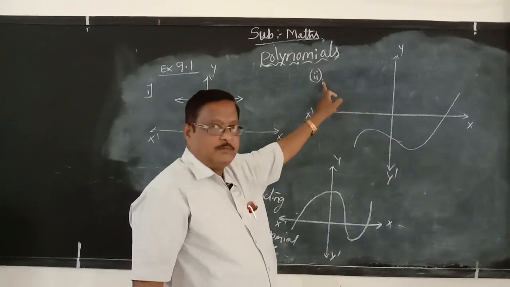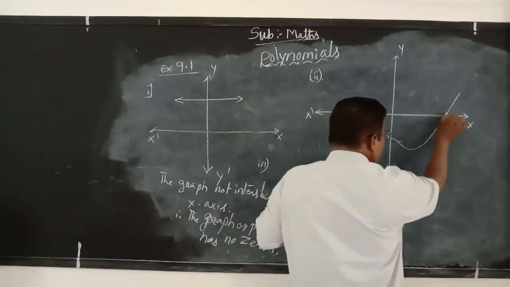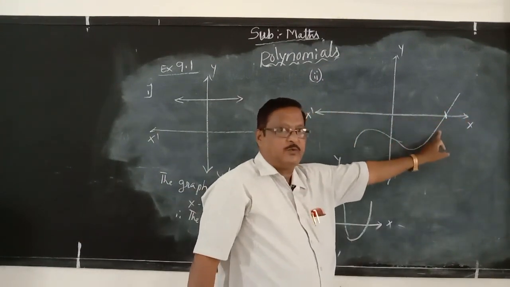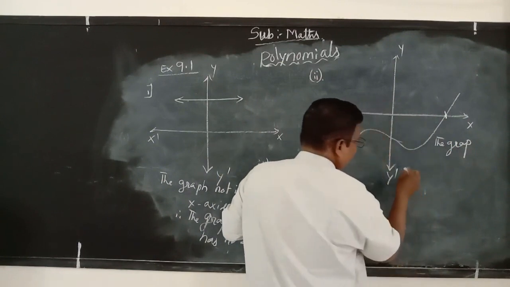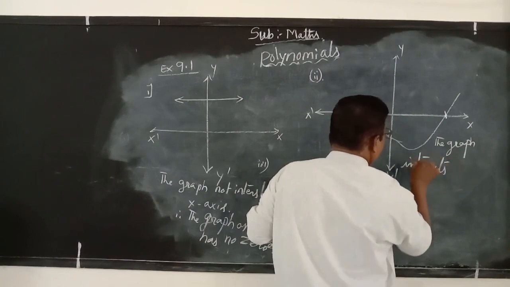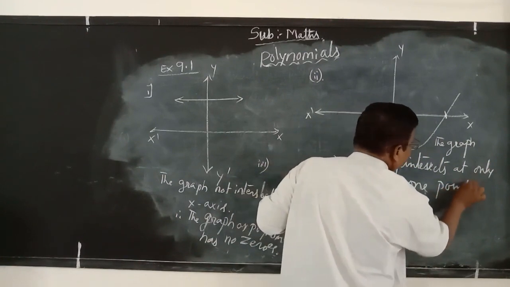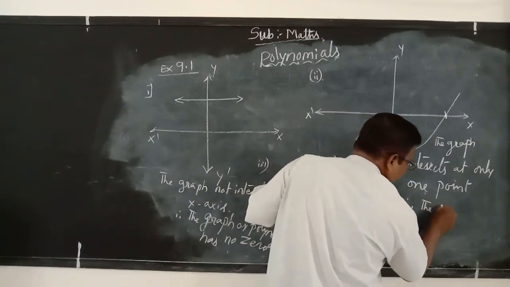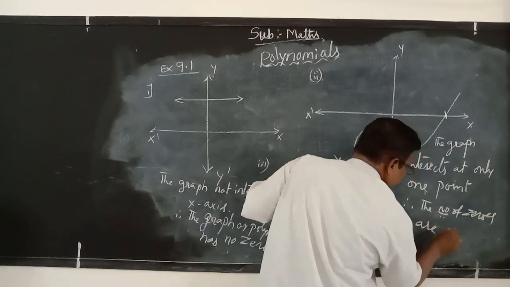Next, problem number 2. Here the graph intersects the x-axis at only one point. The graph intersects the x-axis at only one point. Therefore, the number of zeros is 1.